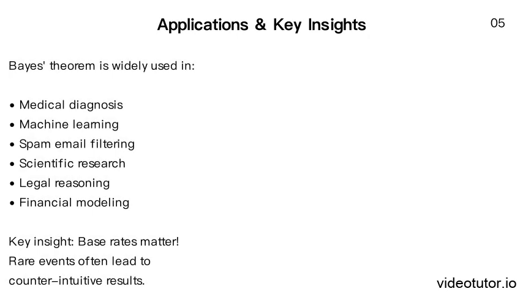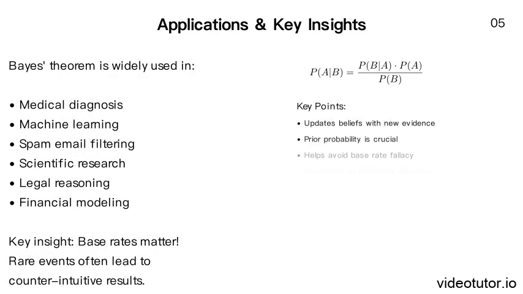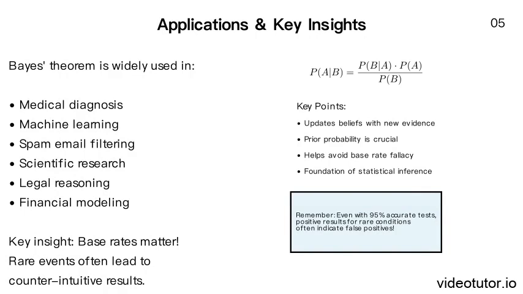Bayes' theorem has countless applications across many fields. In medicine, it helps doctors interpret test results. In machine learning, it's the foundation of many algorithms. Email systems use it to filter spam, and scientists use it to update theories based on new data. The key insight is that base rates matter enormously. When dealing with rare events, even highly accurate tests can produce surprising results. This theorem provides a mathematical framework for rational decision-making under uncertainty, helping us avoid common cognitive biases and make better informed decisions.